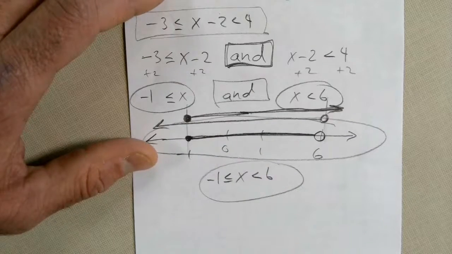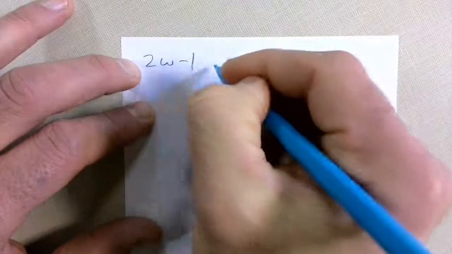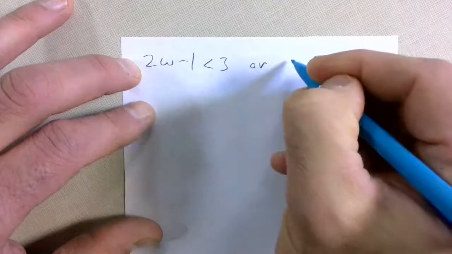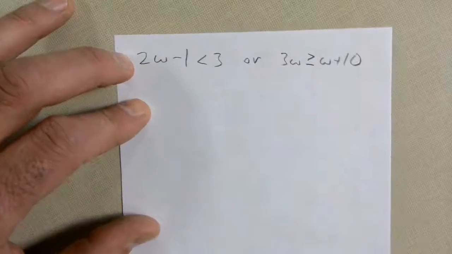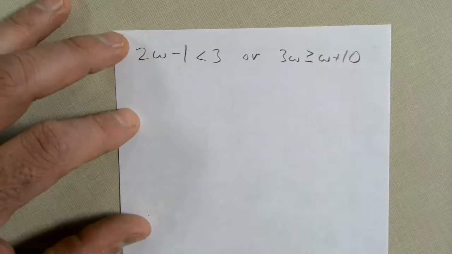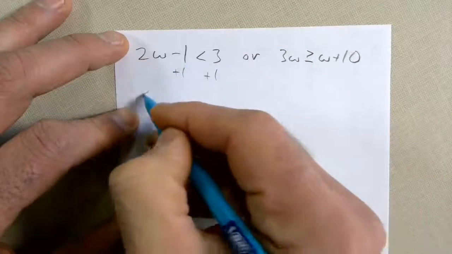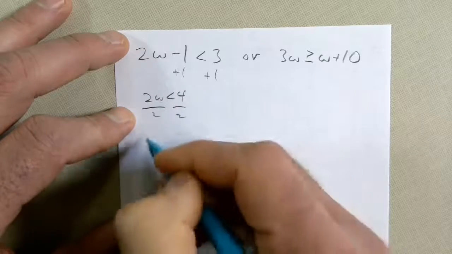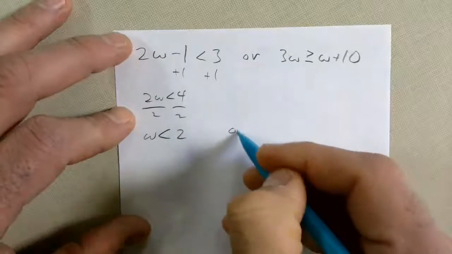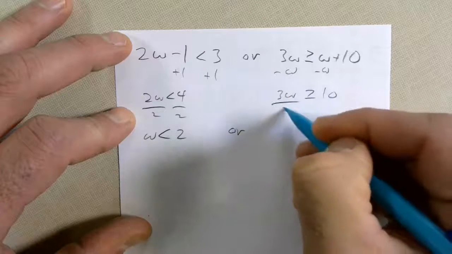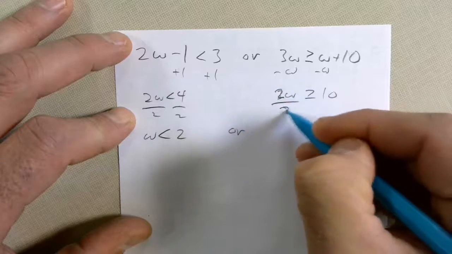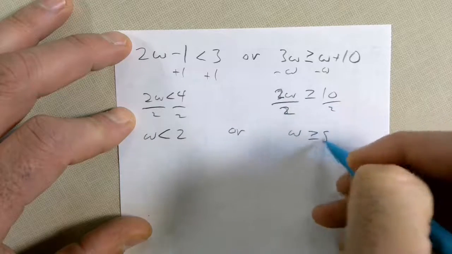Okay, let's do another one. Let's do a disjunction this time. Okay, it says 2w minus 1 is less than 3, or 3w is greater than or equal to w plus 10. Okay, find the solution set and graph it. Let's solve for w in both parts. Divide by 2. W is less than 2, or minus w, 3w is greater than or equal to 10. 2w, divide by 2, or w is greater than or equal to 5.